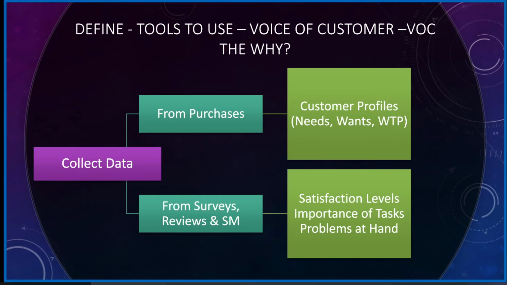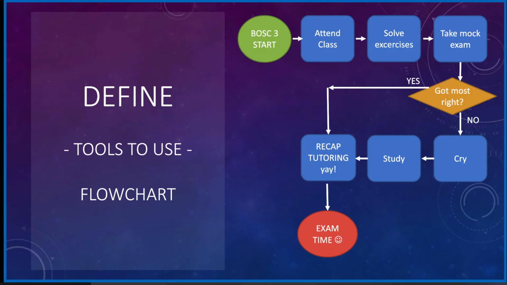But first, let's look at the different tools that we still have for defining our problem. One of the ways to look at defining is to create a chart, specifically in this case, a flow chart. Now, the flow chart starts with a green circle, goes through different processes in blue squares, decisions in orange rectangles, and ends on a red circle.